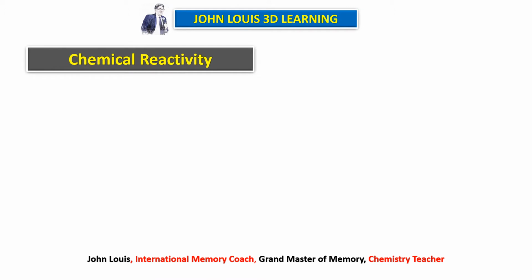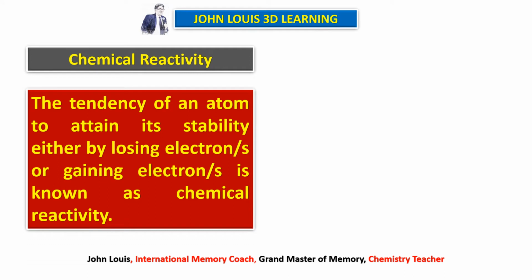So let us see what is meant by chemical reactivity in the very first place. The tendency of an atom to attain its stability either by losing electron or gaining electron is known as chemical reactivity. We have learnt this in all previous videos. Sodium has 1 electron in the outermost orbit and 8 electrons in the penultimate orbit. Therefore, sodium will have the tendency to lose 1 electron to attain the stable octet structure. Octet means 8. If the outermost orbit has 8 electrons, that becomes stable. Therefore, sodium has a tendency to lose 1 electron.